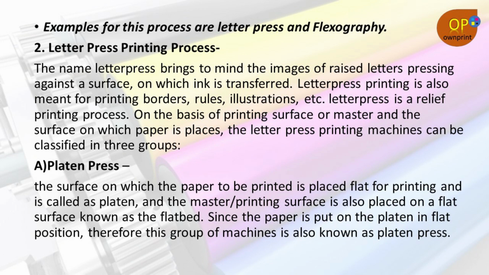First, platen press. The surface on which the paper is to be printed is placed flat for printing and is called a platen, and the master or printing surface is also placed on a flat surface known as a flatbed. Since the paper put on the platen is in a flat position, this group of machines is also known as platen press.